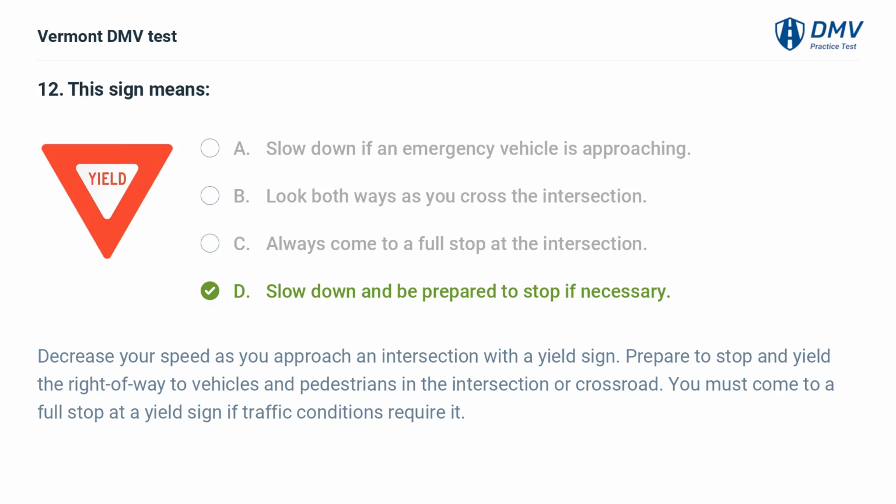Decrease your speed as you approach an intersection with a yield sign. Prepare to stop and yield the right-of-way to vehicles and pedestrians in the intersection or crossroad. You must come to a full stop at a yield sign if traffic conditions require it.